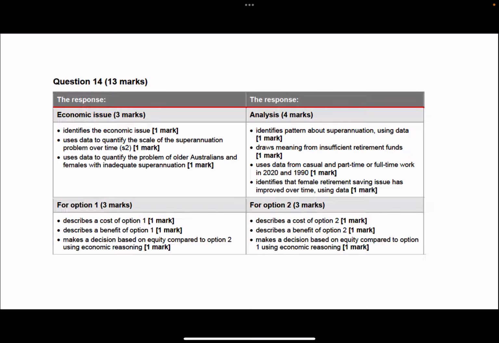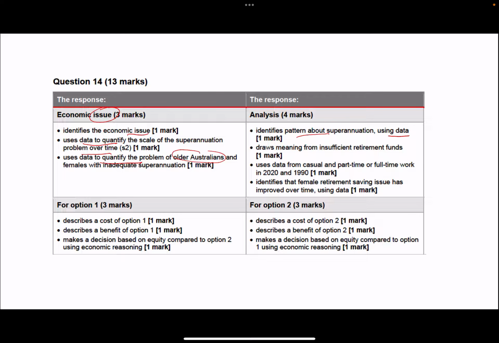So here's the marking guide of this question, and you'll see it's quite comprehensive. The first step, economic issue. Identifies the economic issue. We found that the older people uses data to quantify the problem for older Australians. The scale of superannuation problem over time, source 2. Now, this is a really granular marking guide. In the analysis section here, there's a pattern about superannuation using data. That's just going to get you 1 mark. You just find a pattern, use some data, you get that mark.